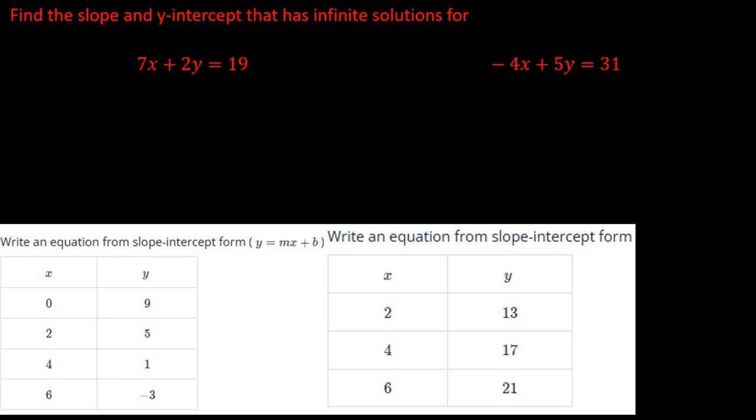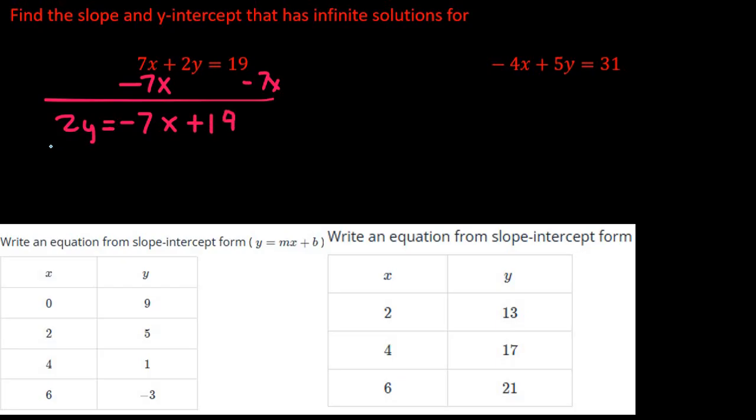So we want to find the slope and the y-intercept that has infinite solutions for these equations. Well, infinite solutions will have the same slope and the same y-intercept. So we really just got to solve these for y's, and to do that, we did that in the last review. We subtract 7x on both sides, and that's going to give us 2y equals negative 7x plus 19.